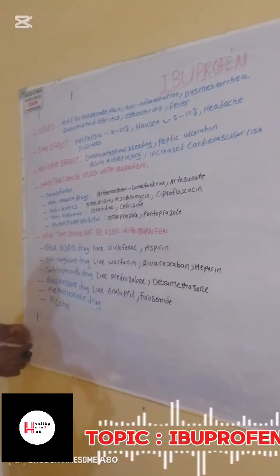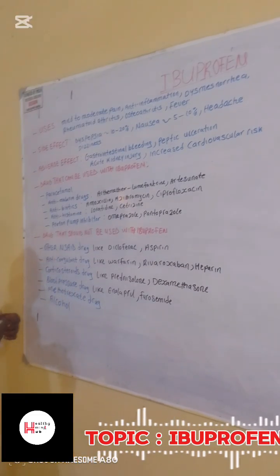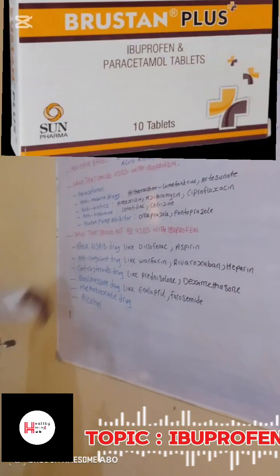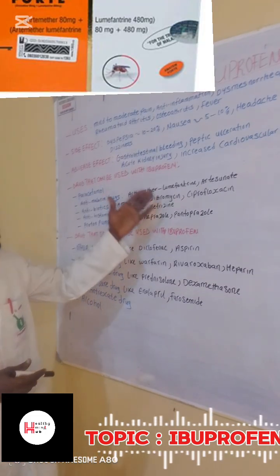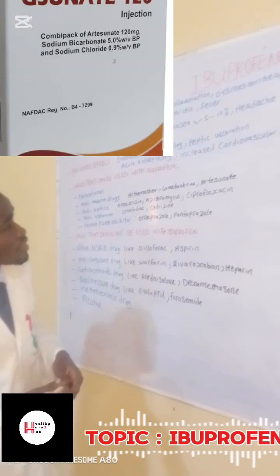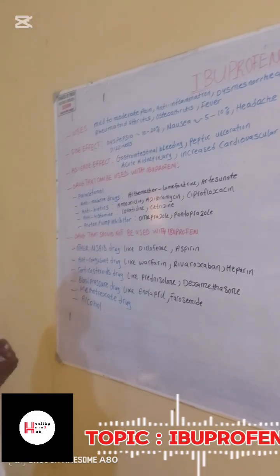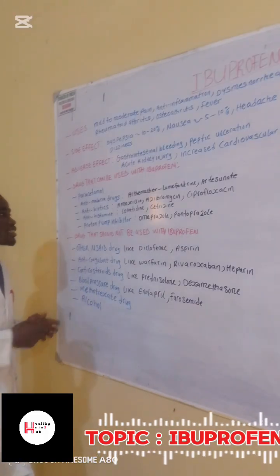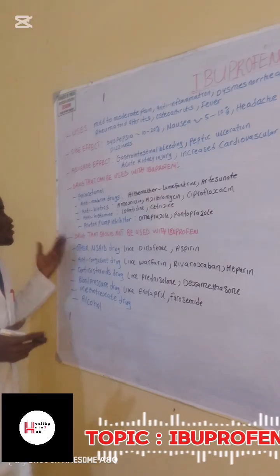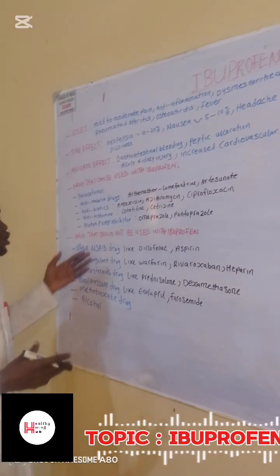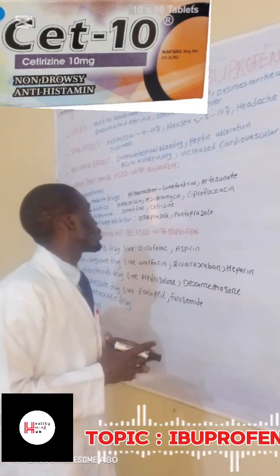And what are the drugs that can be used with ibuprofen? We have a lot of drugs that can be used with ibuprofen that are safe. We have paracetamol, which is the first line painkiller. And we also have anti-malaria drugs like artemether, lumefantrine, artesunate. Ibuprofen is mostly combined with anti-malaria drugs. And we also have antibiotics like amoxicillin, azithromycin, and ciprofloxacin. And we also have antihistamine drugs, which are used for allergy, like loratadine and cetirizine. They are safe with ibuprofen.